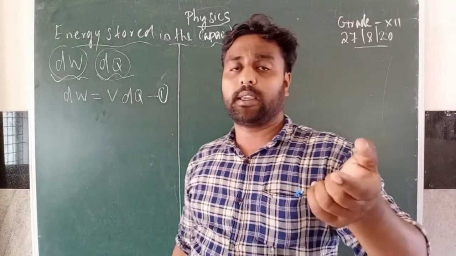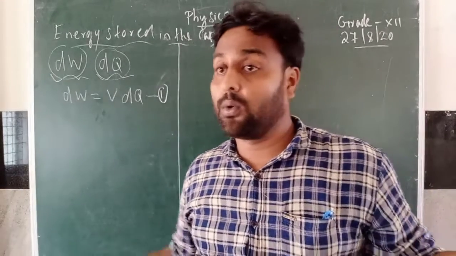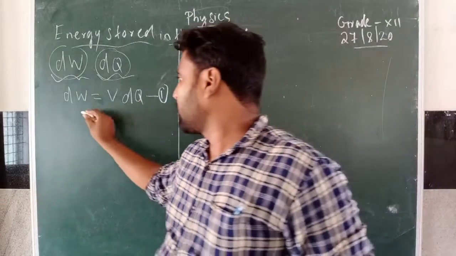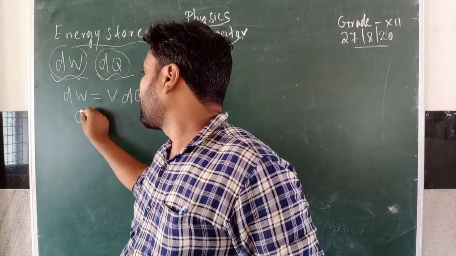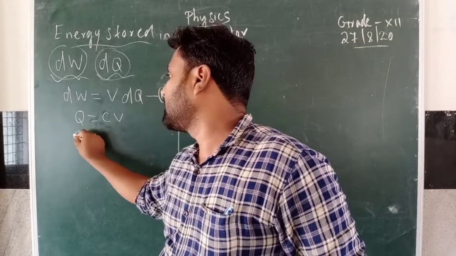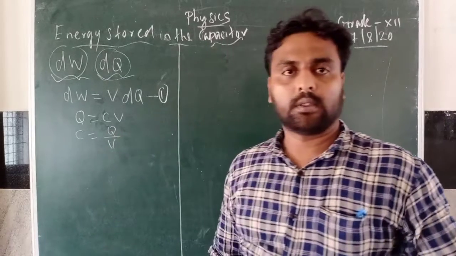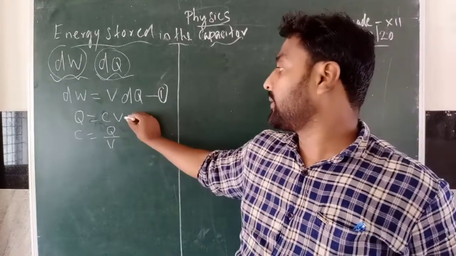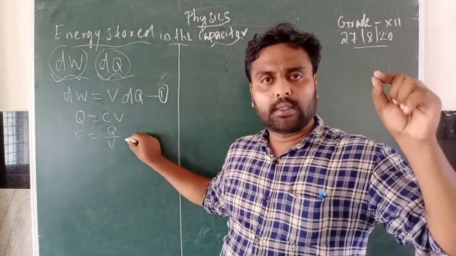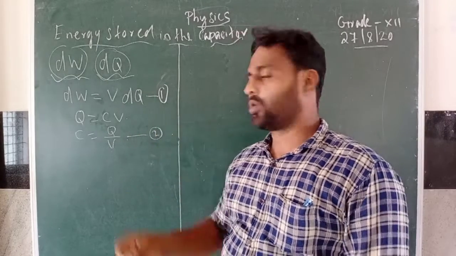You know the basic equation. Yesterday you learned the capacitance of a capacitor formula. What is the formula? You can write that Q is equal to C into V. From this, C equal to Q by V. So Q is equal to CV. This is our basic general formula. So C is equal to Q by V. This you keep as equation 2.